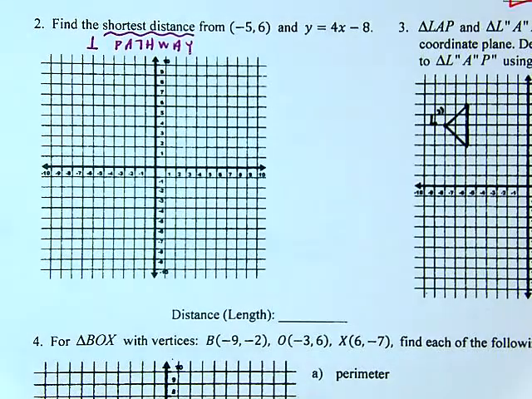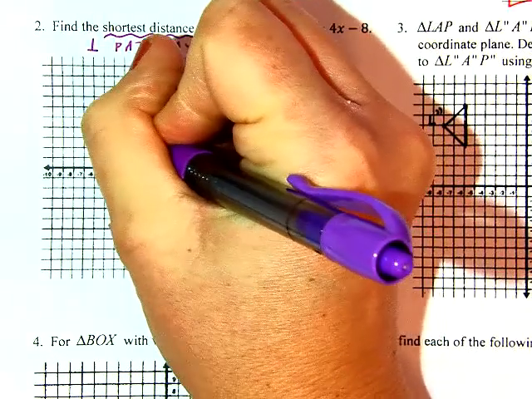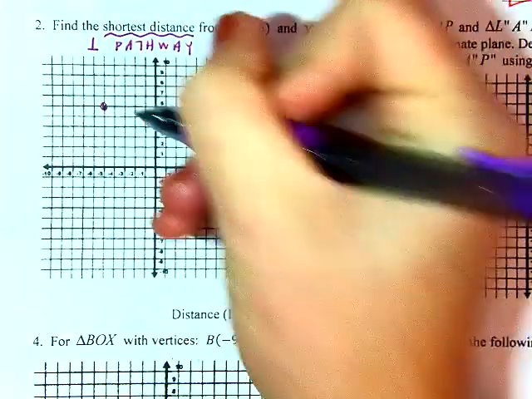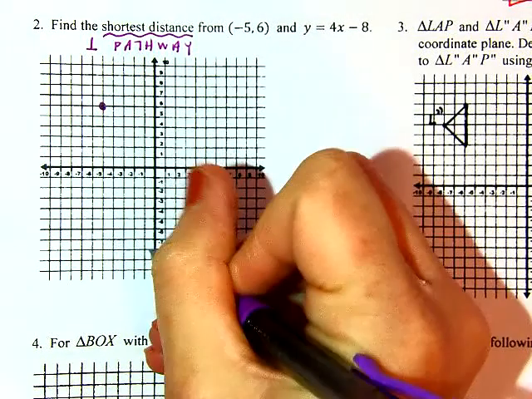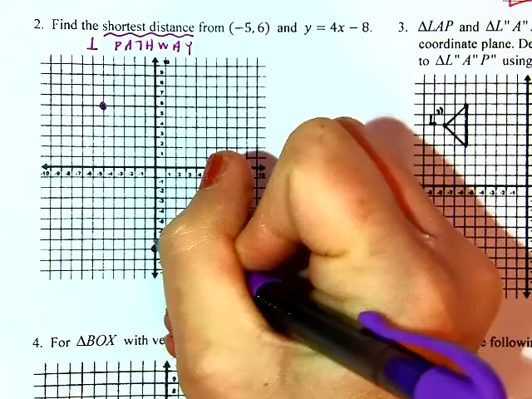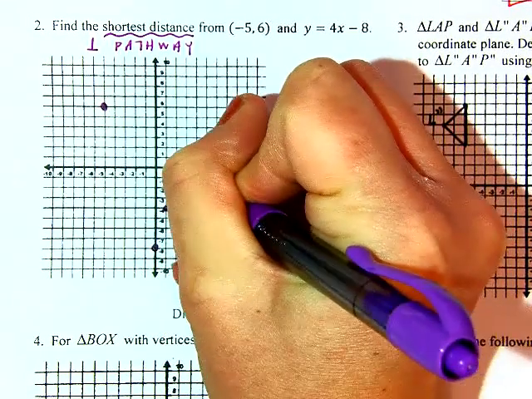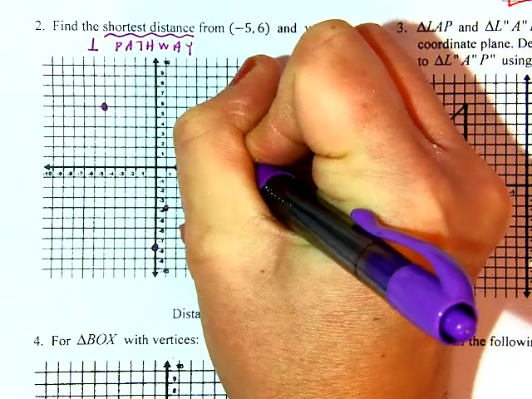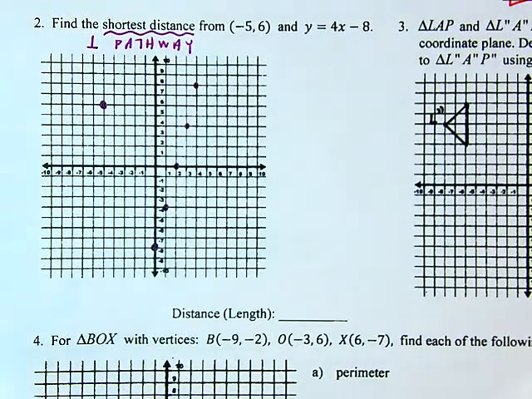So let me plot the point. So negative 5, 6. And then graph the line. So it's slope-intercept form, so I know that my y-intercept is at 0, negative 8. And then if I build off of that, I'm going up 4 and right 1, up 4, right 1, and so forth. I usually give myself a lot of points along that pathway.